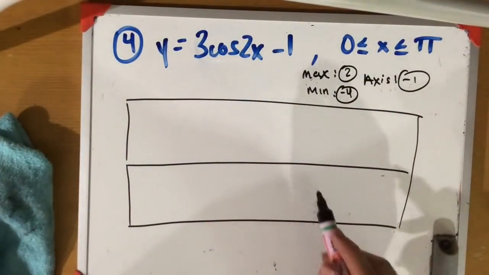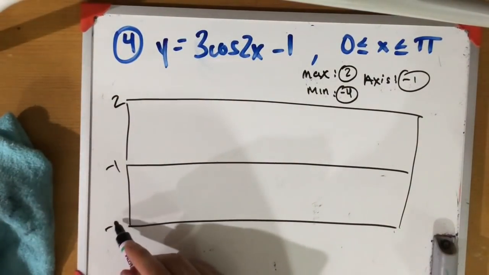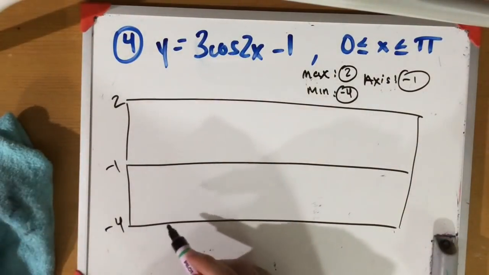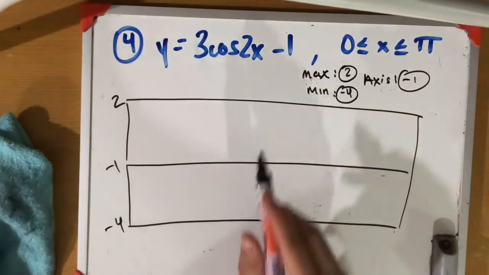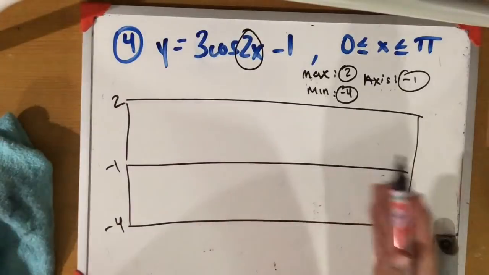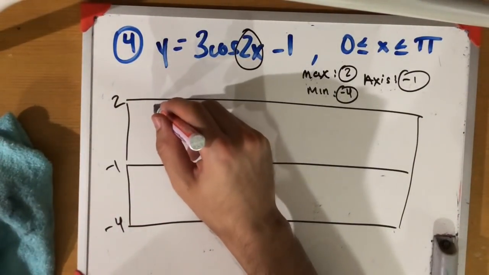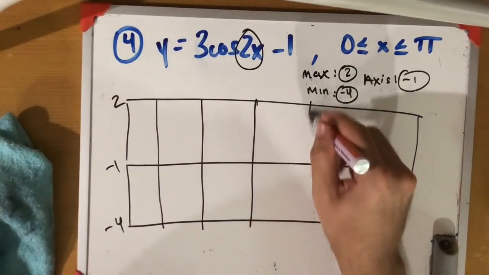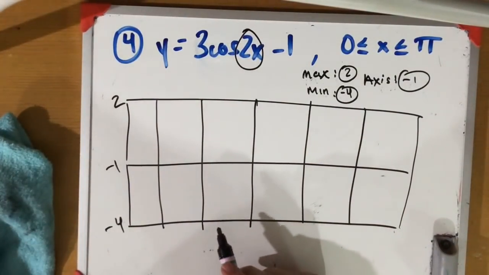Okay, so we have everything we need. Max is 2. Minimum is -4. Axis is -1. Again, this is 0 to pi. Of course, we have to note down where our interval is changing. Okay, it's going to be a much smaller graph because of this, or a scrunched up graph. I'm not exactly sure how many we need, but okay.